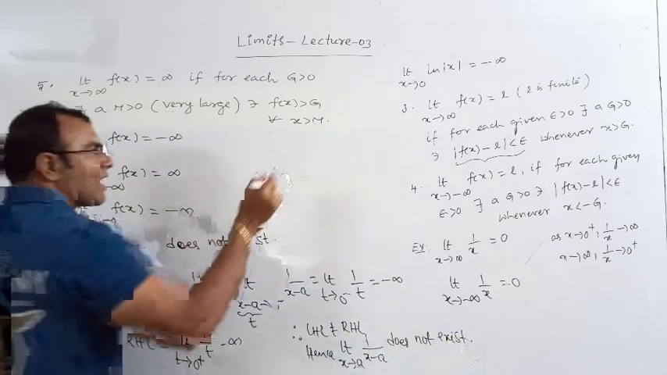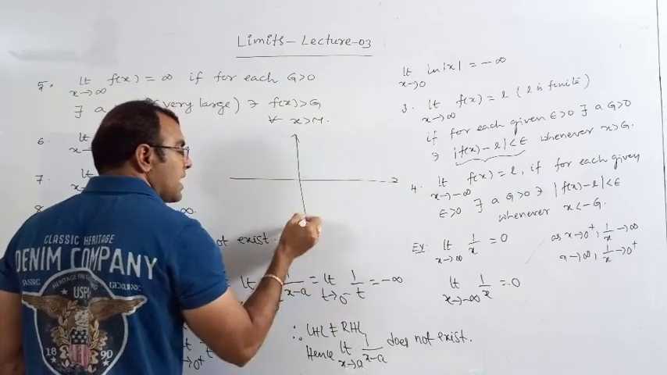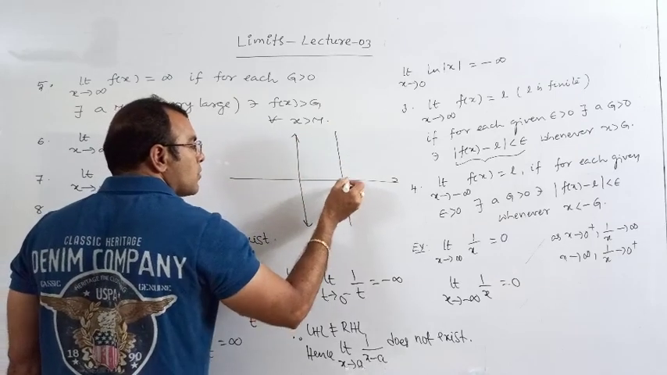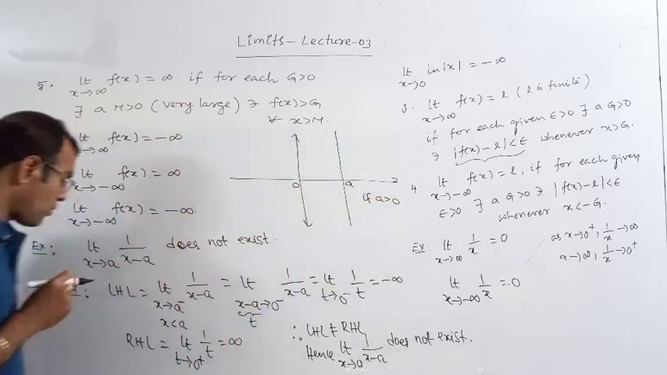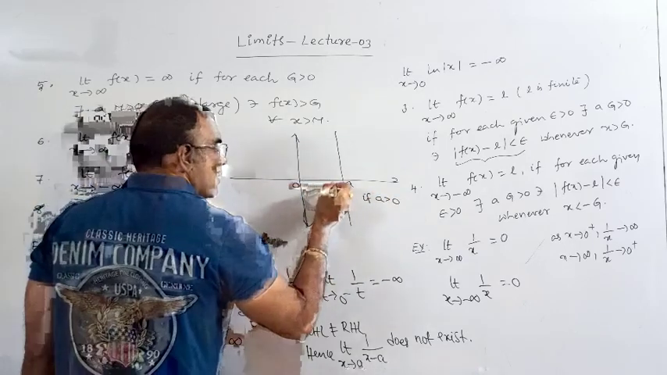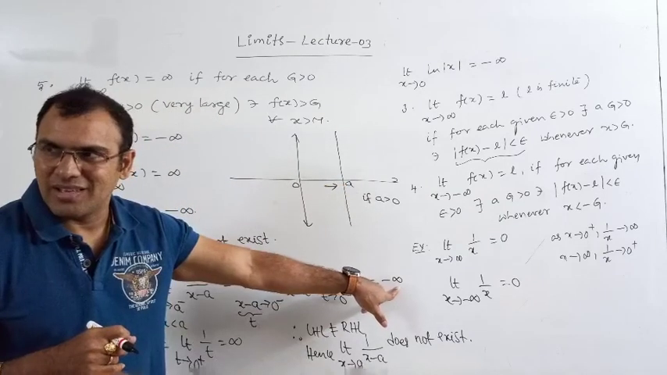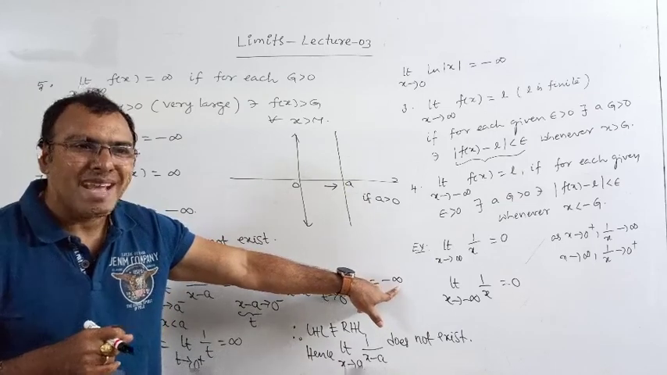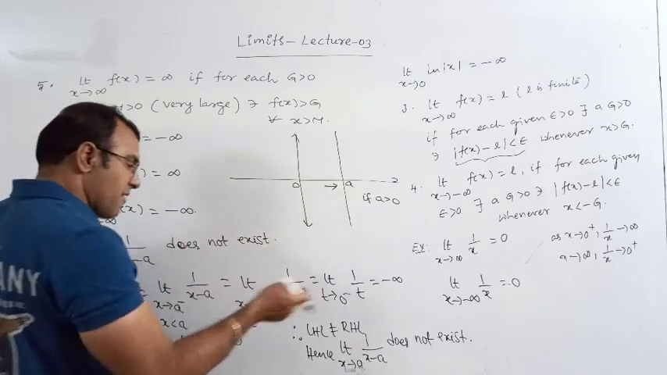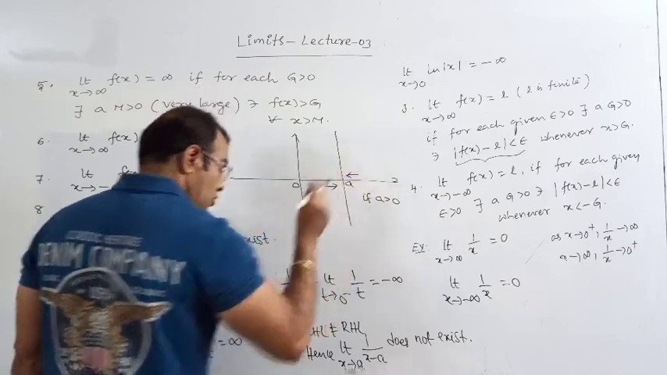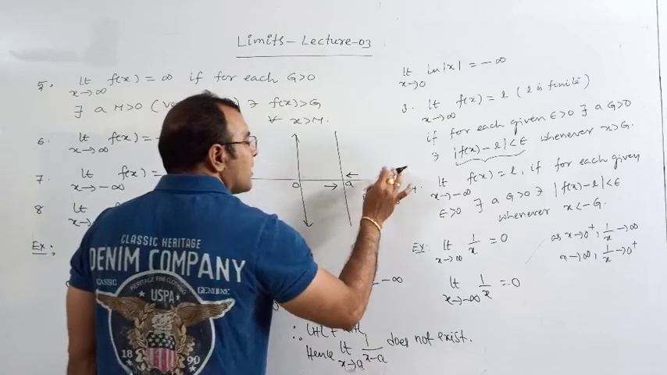I can draw the graph. Suppose a is positive. If a is positive, when you are approaching a from the left side, you are approaching towards minus infinity. When you are approaching a from the right side, you are approaching towards plus infinity. Alright. So the graph will be like this.